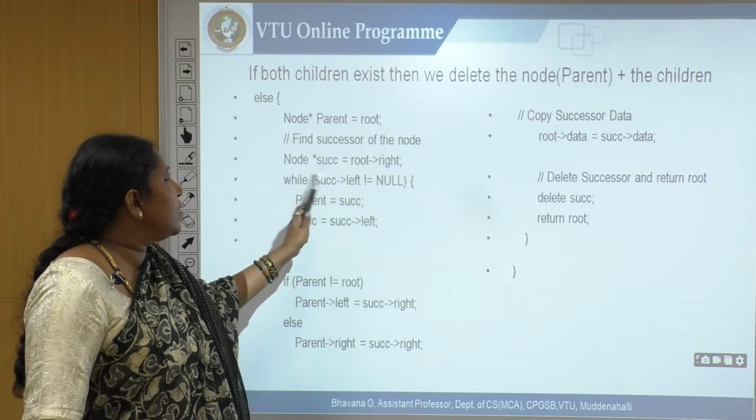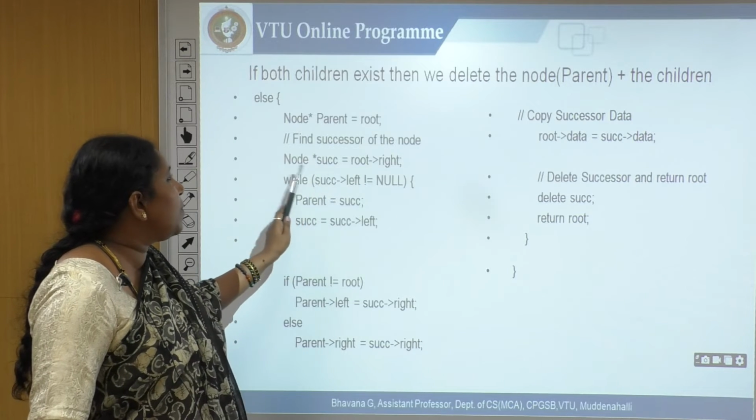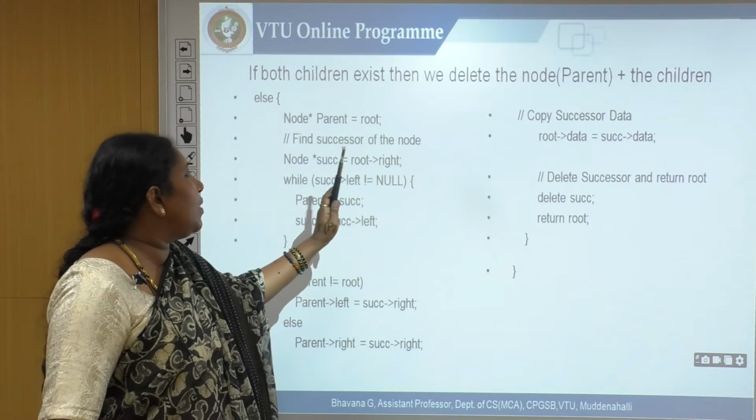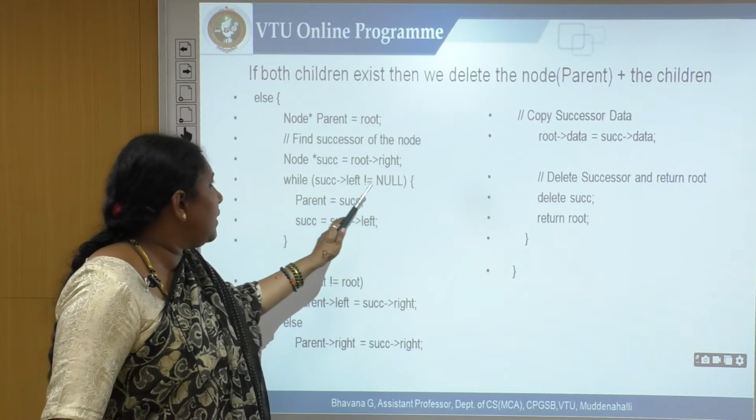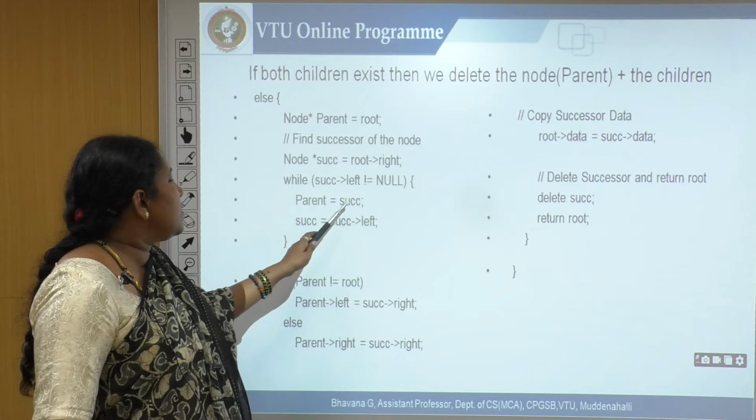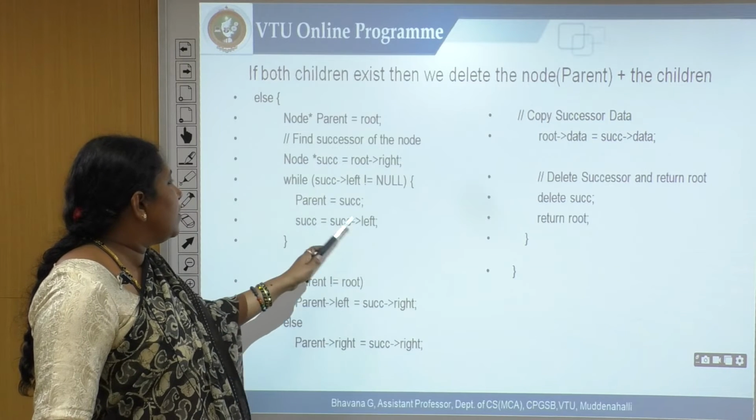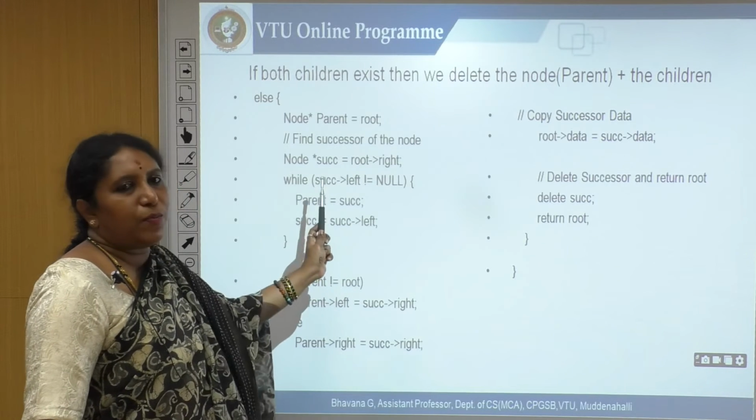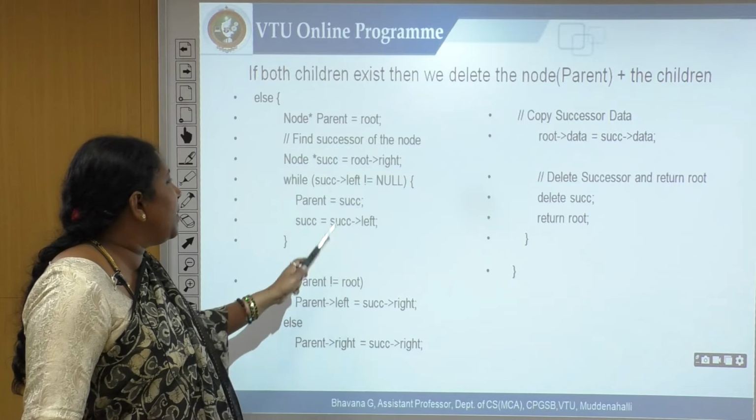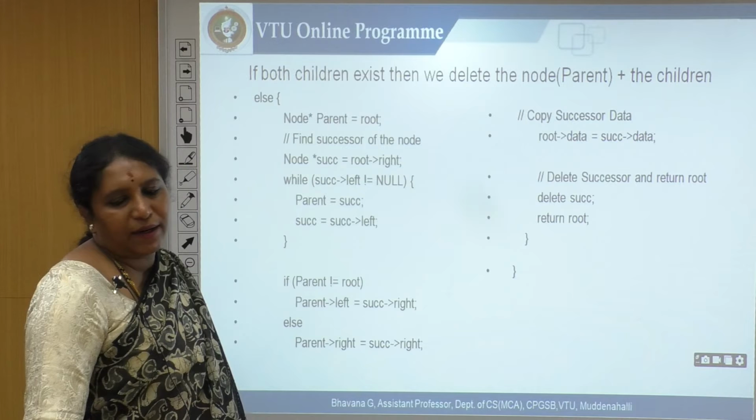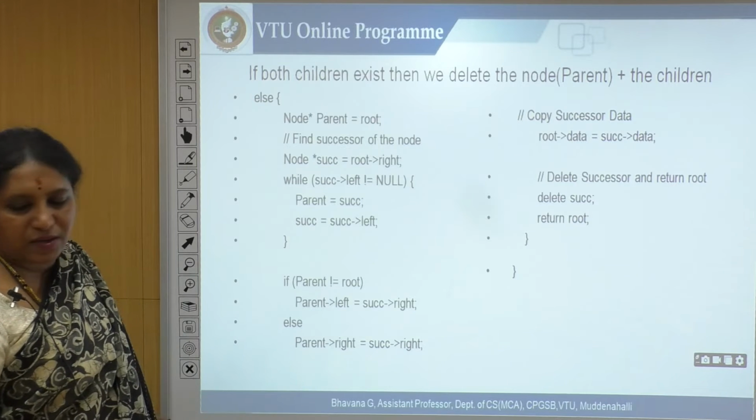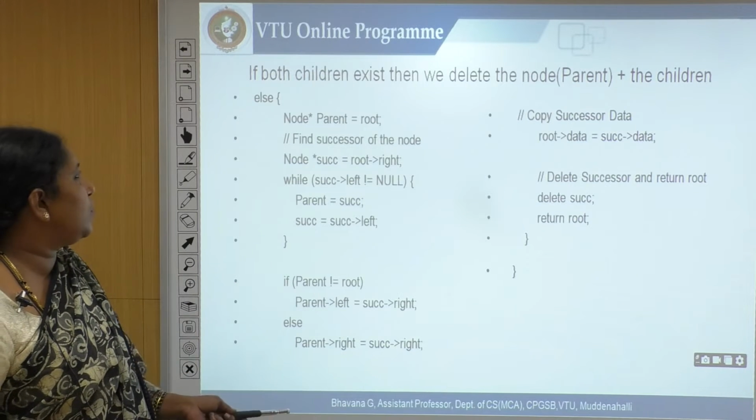We create a node called successor, which is equal to the root. If the successor is not null, then the parent is pushed. This is compared and the root node is pushed. The successor node will be pushed to that particular parent, and the parent will be deleted. So that is deleting the successor when the node has two children.